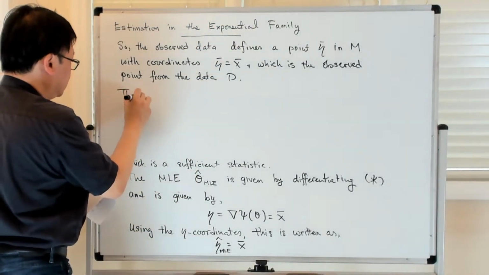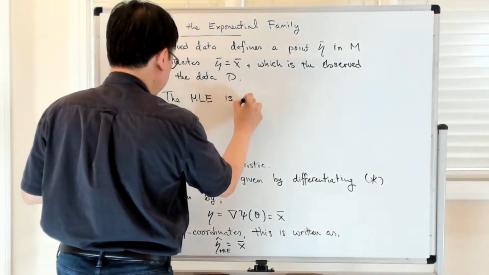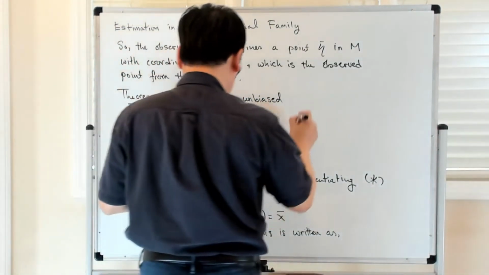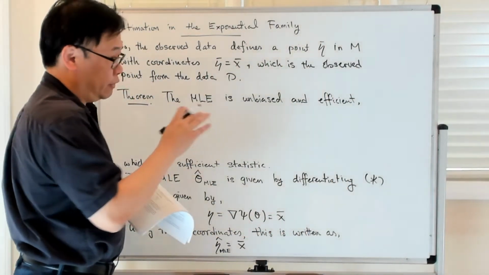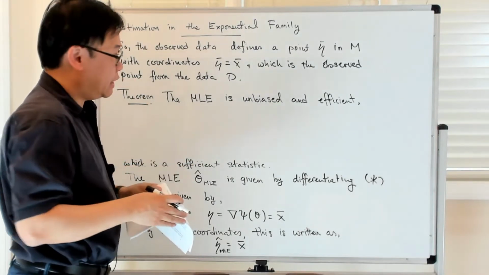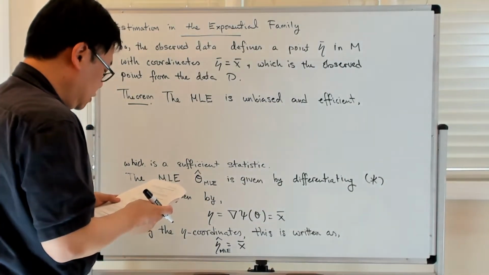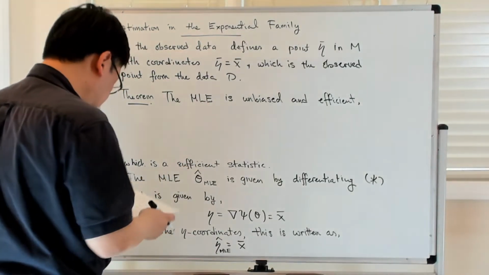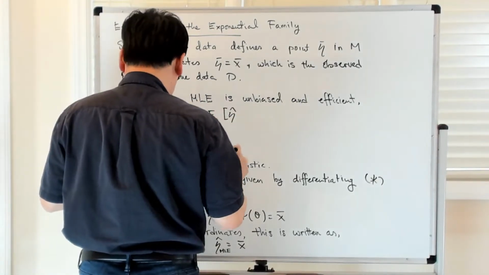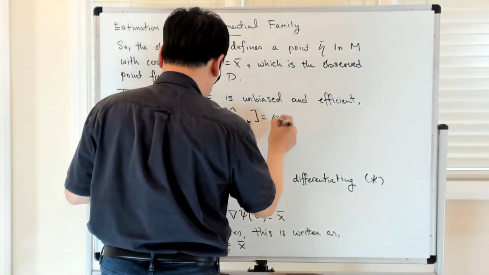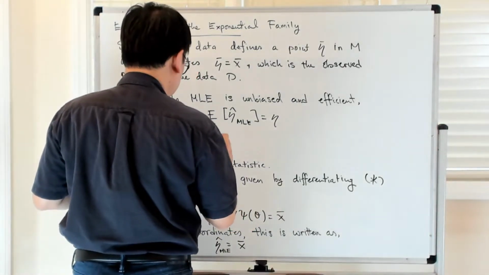So let's state the following theorem. Then the maximum likelihood estimator is unbiased and efficient. And if you recall, this notion of efficiency has to do with the error covariance matrix and how it satisfies the Cramer-Rao inequality. So the expectation of the maximum likelihood estimator is the actual value. That's what's meant by it being unbiased, in a statistical sense.